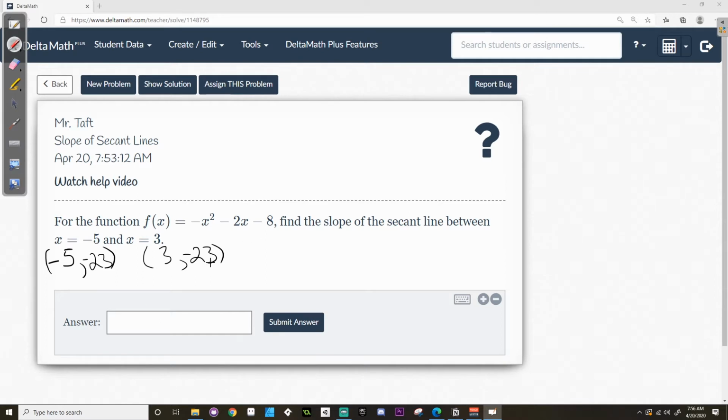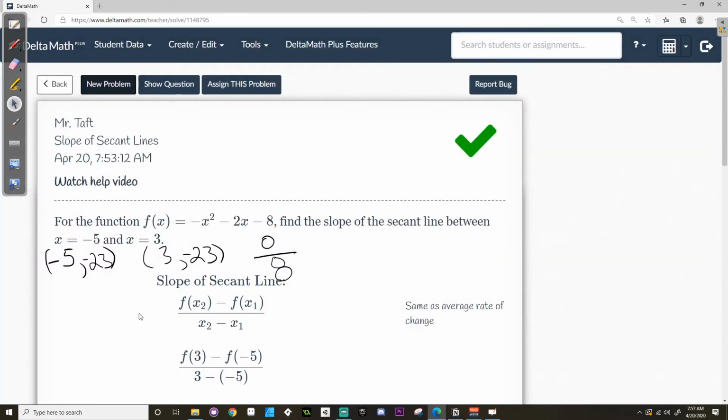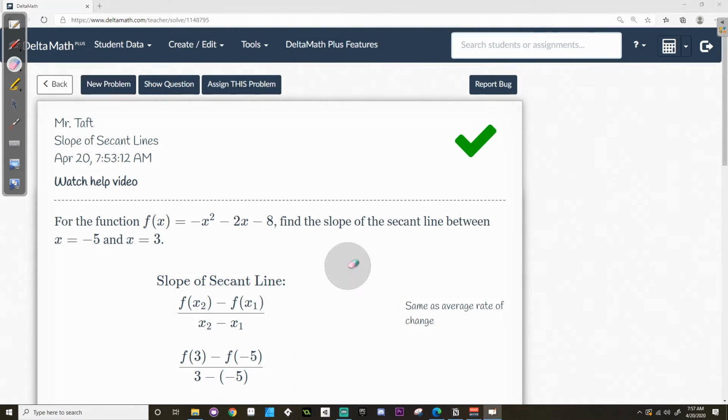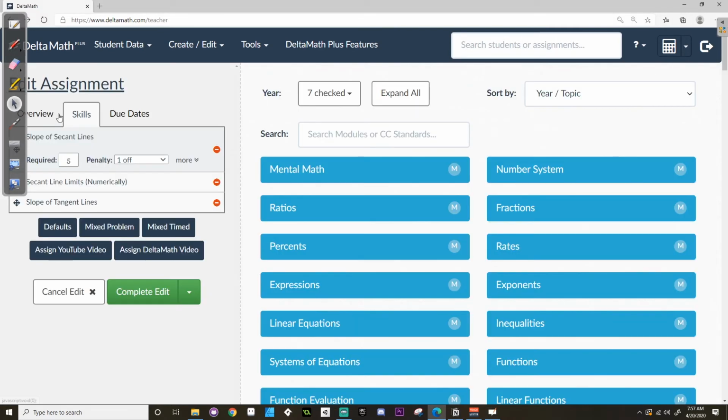So to find the slope, I'm going to do y minus y, which is 0, over x minus x, which is 8. And if 0 is in the numerator, then the slope is 0. If 0 is in the denominator, then it's an undefined slope. So 0 in the numerator means this has a slope of 0. Okay? So that's one type of question you'll have to do. And this is, like I said, really an Algebra 1 question. But since it has to do with secant lines, we're covering it here.